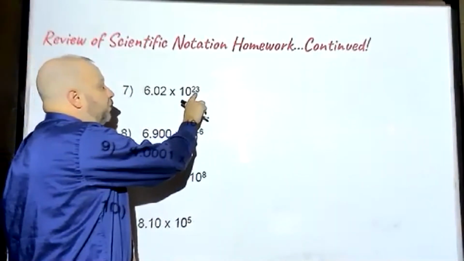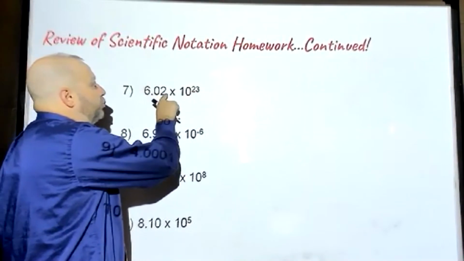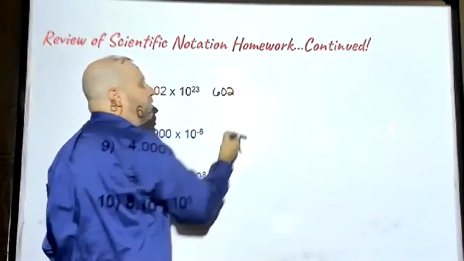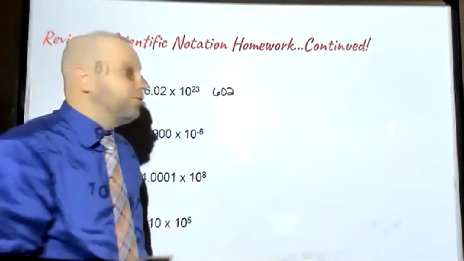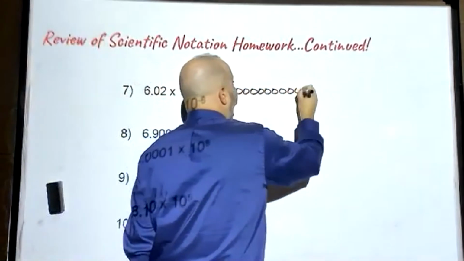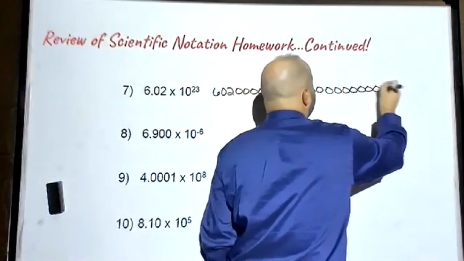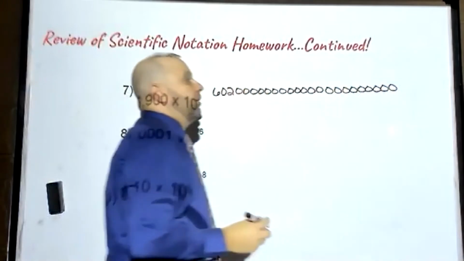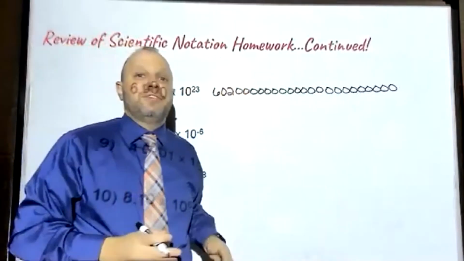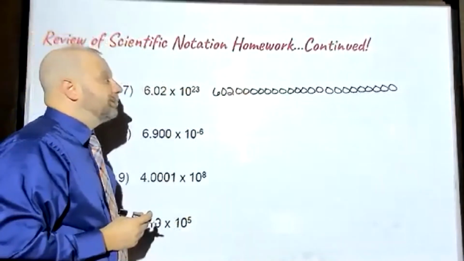We're going to move that decimal place from where it is 23 spaces. So 1, 2, now I have 21 more spaces to move it. So I have 602, and now I have to add 21 zeros. 1, 2, 3, 4, 5, 6, 7, 8, 9, 10, 11, 12, 13, 14, 15, 16, 17, 18, 19, 20, 21. Notice that I don't put a decimal point at the end because that would convert all of these into significant figures, and we don't want that. We want to maintain the 3 significant figures that we have right here.